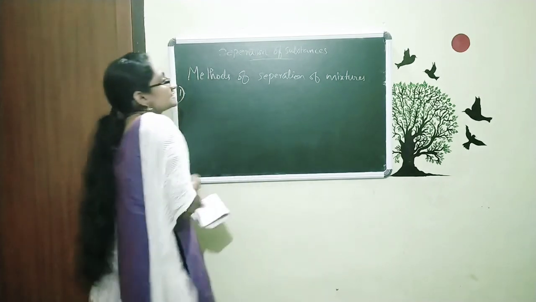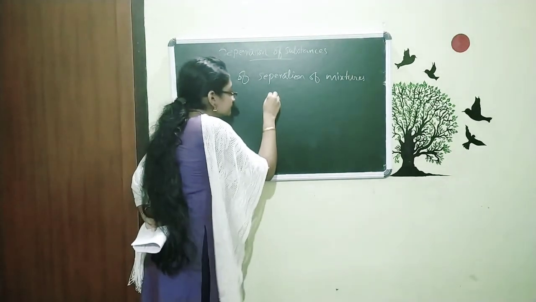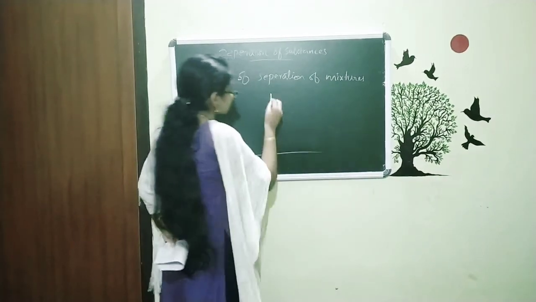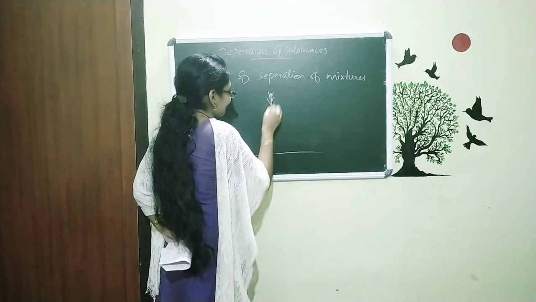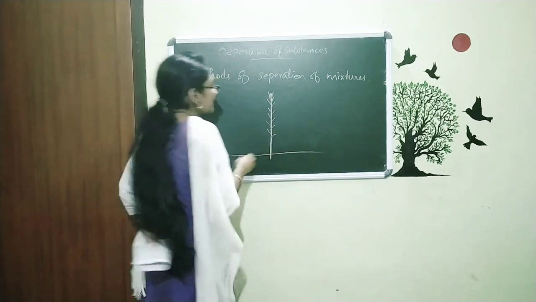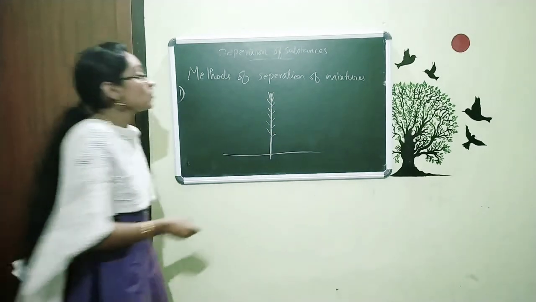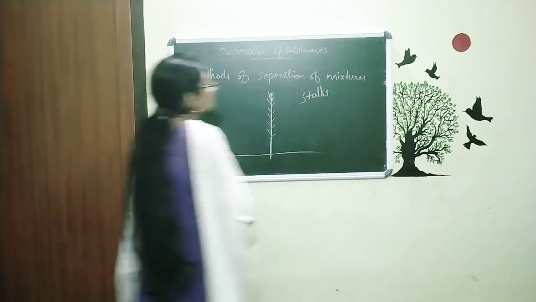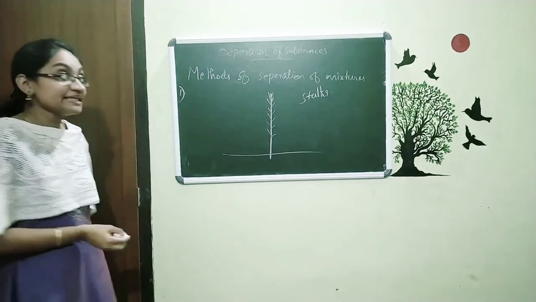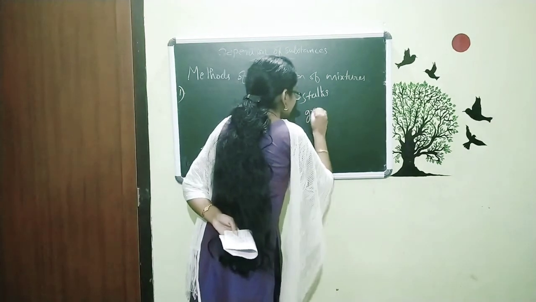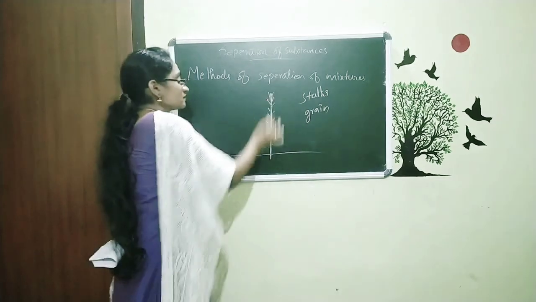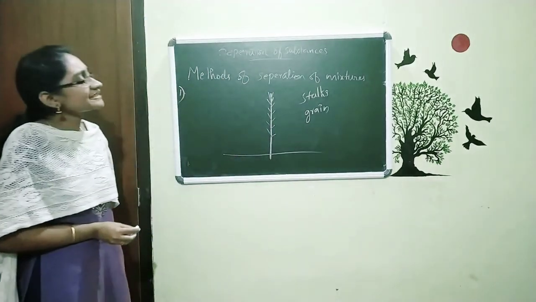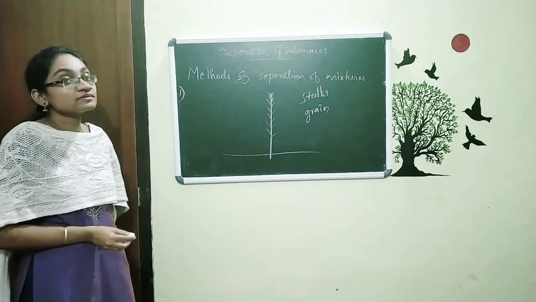The activity is this. After the harvesting, we are having number of stalks. We have number of stalks that is having grain. Stalk means what? We can see in our fields. So how we can separate this grain from the stalks?